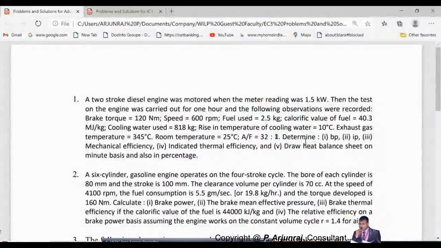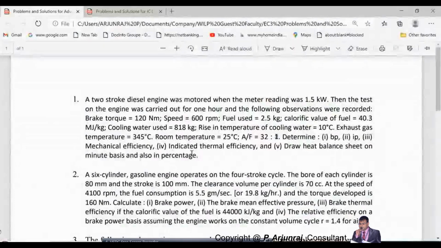Okay, so here they're asking to calculate the brake power of the engine, indicator power, mechanical efficiency, indicator thermal efficiency, and they're asking to draw the heat balance sheet. Okay, so you know the formula for brake power, which is 2 pi NT by 60, indicator power, which is nothing but Pm L A N K by 60,000. So we have seen these formulas. Okay, and mechanical efficiency is nothing but the ratio between the brake power to the indicator power.